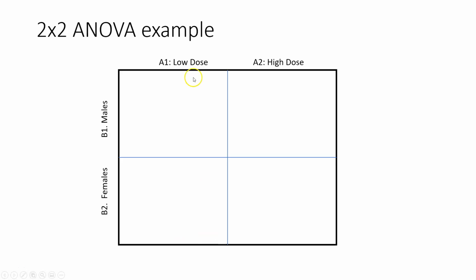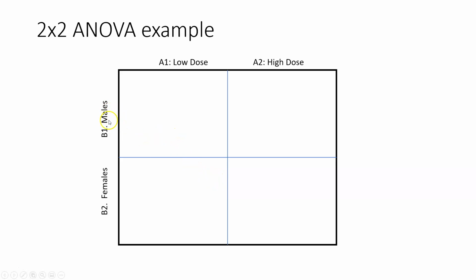You can see that factor A is the dosage level of a drug. So you have two conditions or two levels of the independent variable, low dose and high dose. And the second independent variable, or the second factor, is gender, which has two levels, males and females. Now, within these four cells, we might have many different participants.